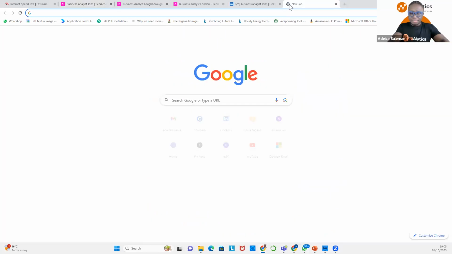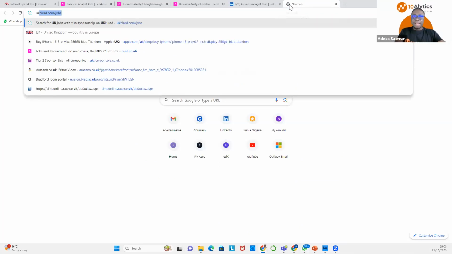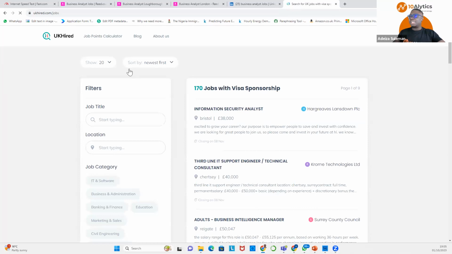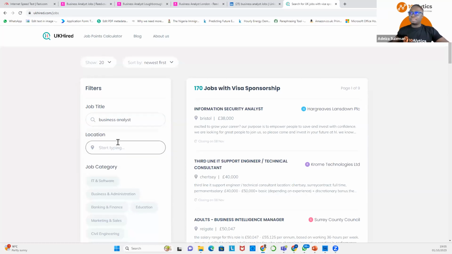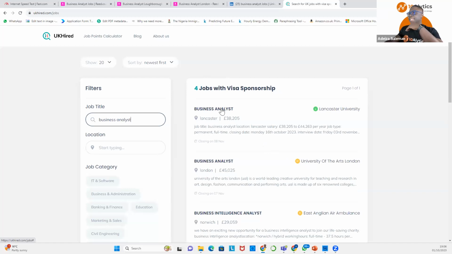Let's check one more and see. Let's see UK Hire, and then I think from here we call it a day. UK Hire, let's see, we have sponsored jobs here, because UK Hire gives you sponsored jobs. So business analyst, sorry. Let's wait and see if we have any. All right, here we have information security analyst, business intelligence manager, business analyst. Let's look at this.